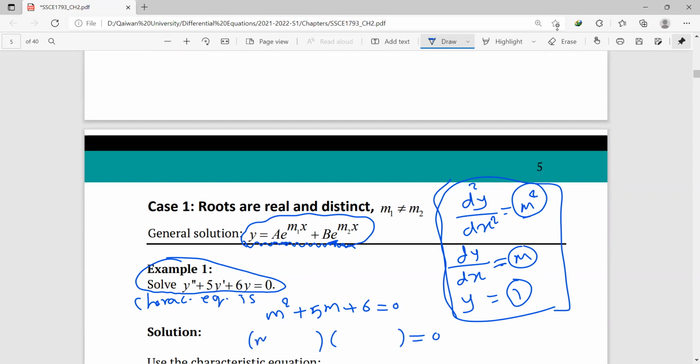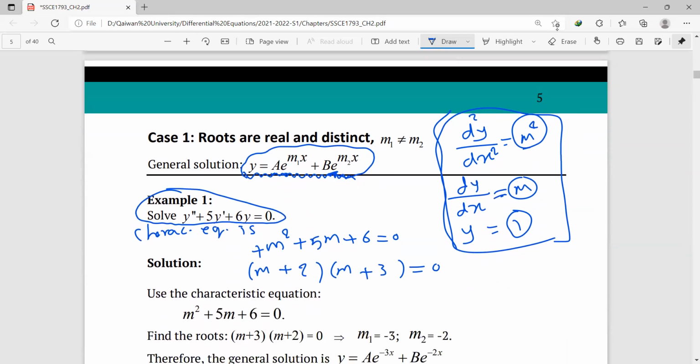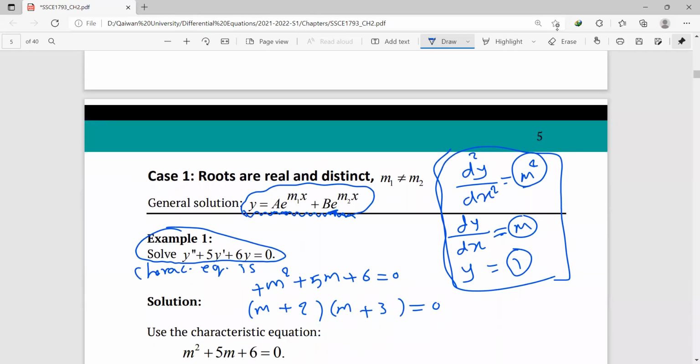Equals 0. See, here we have m and m. Positive times positive is positive, and 6 could be 2 by 3. Can we get the middle term here? The middle term is 5m. Let's check: 2m and 3m is 5m. So it's the middle term. That means m1 can be -2 or -3. From this, m equals -2, and from this, m equals -3.